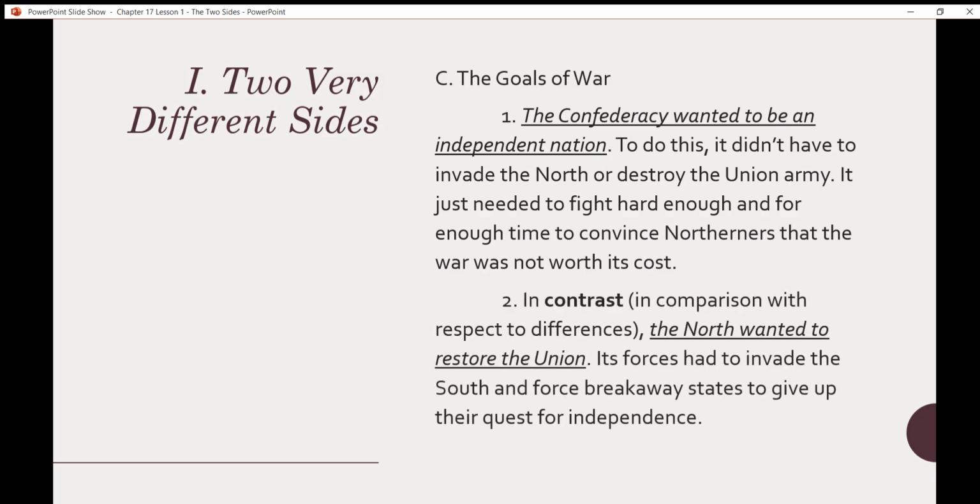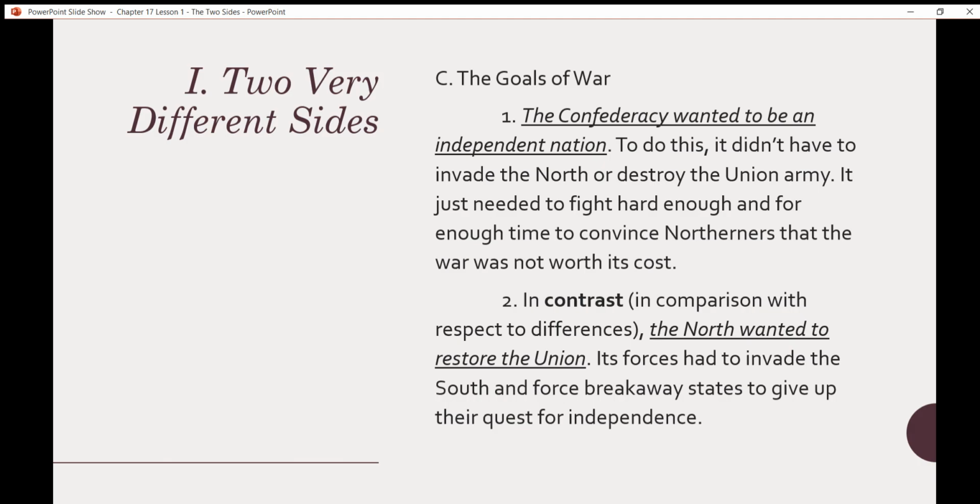The North, on the other hand, in contrast, and contrast is a vocabulary word for this lesson, which means in comparison with respect to differences. In contrast, the North wanted to restore the Union. They needed to restore this idea of unification, this idea of being united. It's in our nation's name, the United States of America.